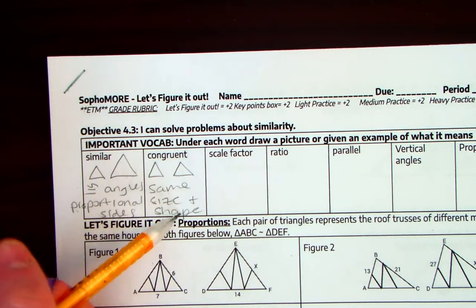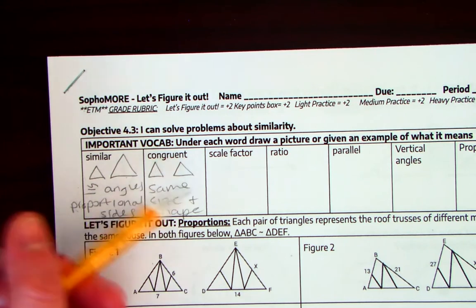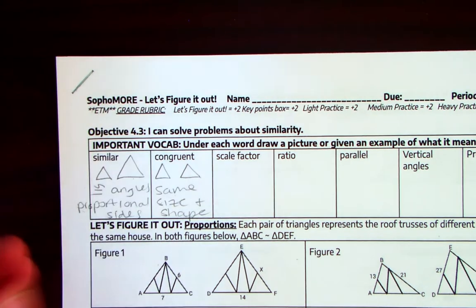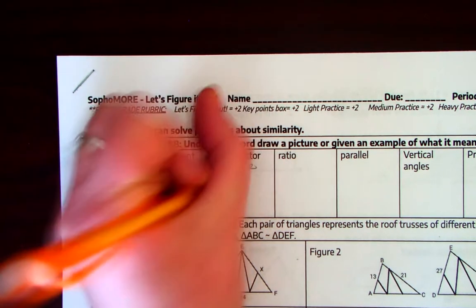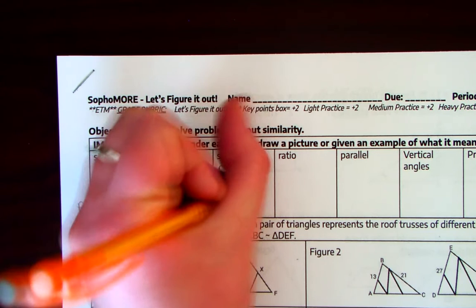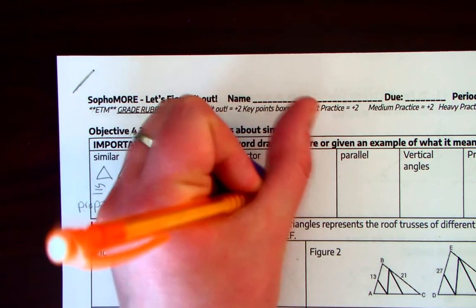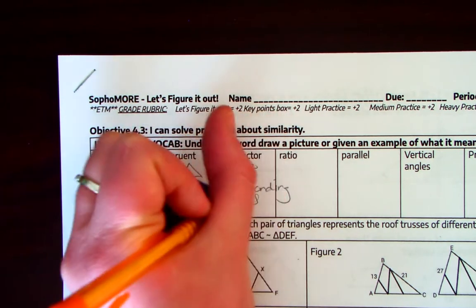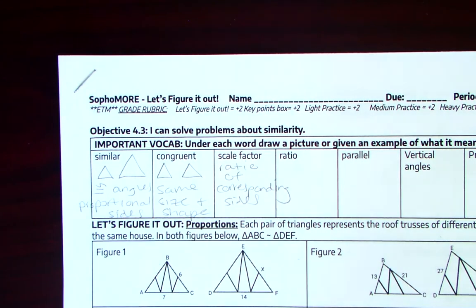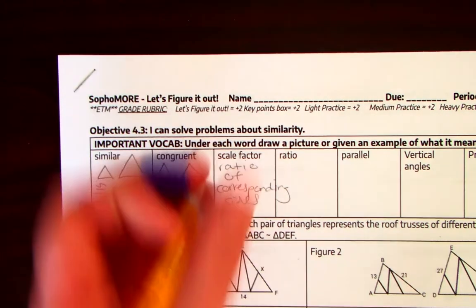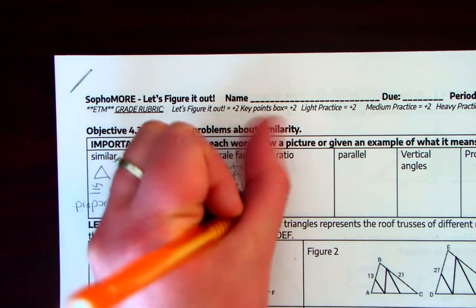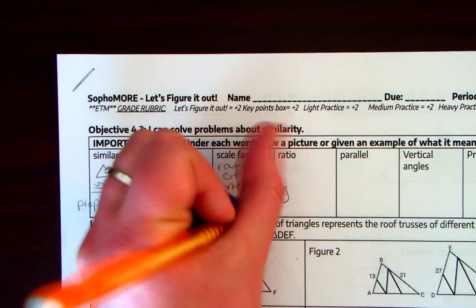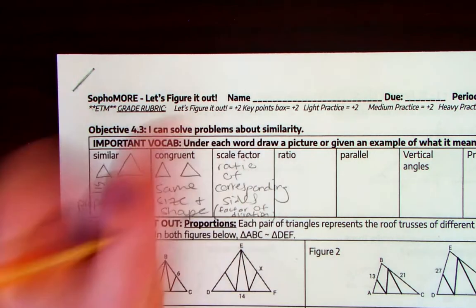Congruent is the same size and shape, so all pairs of angles and all pairs of corresponding sides are congruent. Scale factor is the ratio of corresponding sides. That'll tell us the factor of dilation, the size of the dilation. Are we enlarging or are we shrinking? I might want to write factor of dilation if you want.